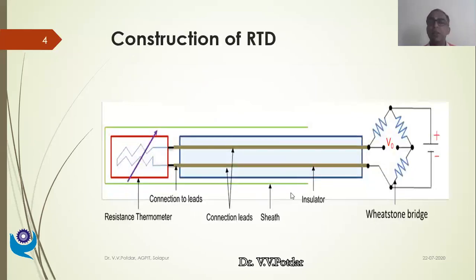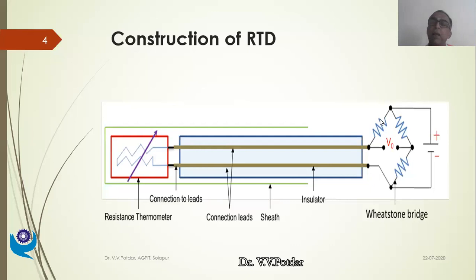Let us see the construction of this RTD. This part is the transducer part, and the right part is the balancing circuit, the Wheatstone bridge we discussed during the strain gauge circuitry studies also. You have this portion called the resistance thermometer, where you can see a thin resistance wire. This arrow shows variable resistance. This resistance changes as per the temperature changes. The resistance wire is connected to leads, and these leads are connected to one of the arms of the Wheatstone bridge.